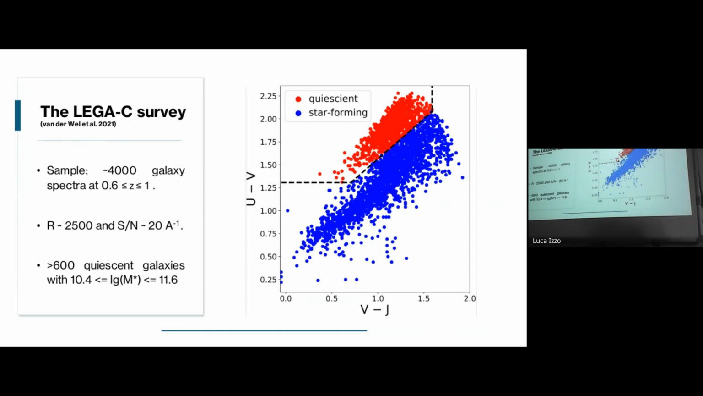To study the mass-metallicity relation and the metallicity distribution, I constructed a sample of quiescent galaxies from the LEGA-C survey. The LEGA-C survey observed thousands of galaxies at intermediate redshift, when the universe was half of its age, and this is good because we get rid of half of the cosmic evolution effect. And the spectra have a good resolution and signal to noise, allowing for good estimates of the metallicity. In particular, I selected a sample of more than 600 quiescent galaxies, with masses between 10.4 and 11.6 solar masses.